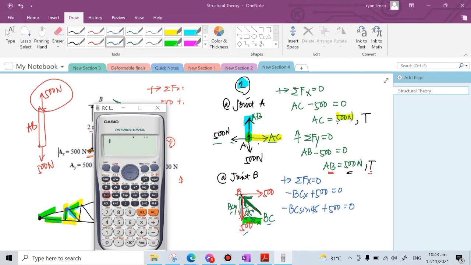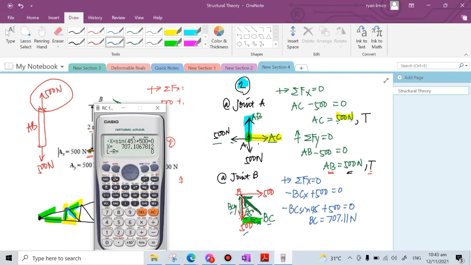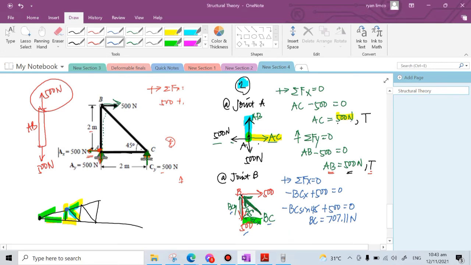Take 2. Negative x times sine 45 plus 500 is equal to 0. Shift solve equals 707.11, no? So, sa module ninyo, 707 yung nakalagay din. So, we have BC is equal to 707.11. Unit natin is Newton. So, lumalabas sa computation natin positive. So, since positive, ay tama yung assumption.